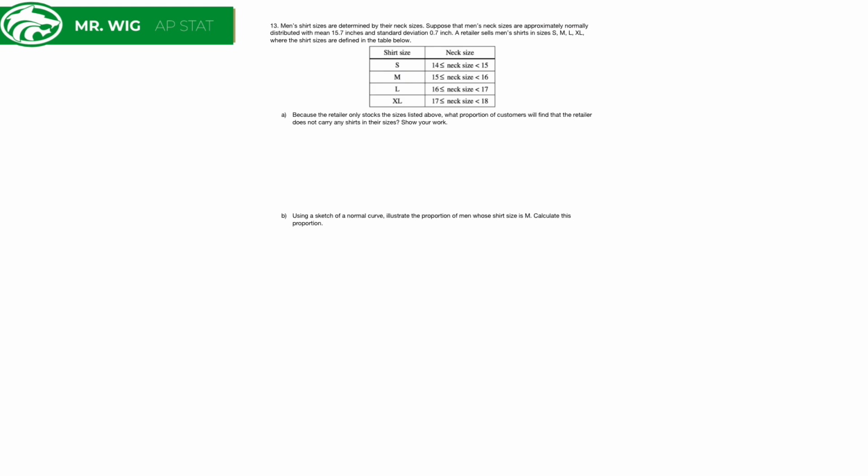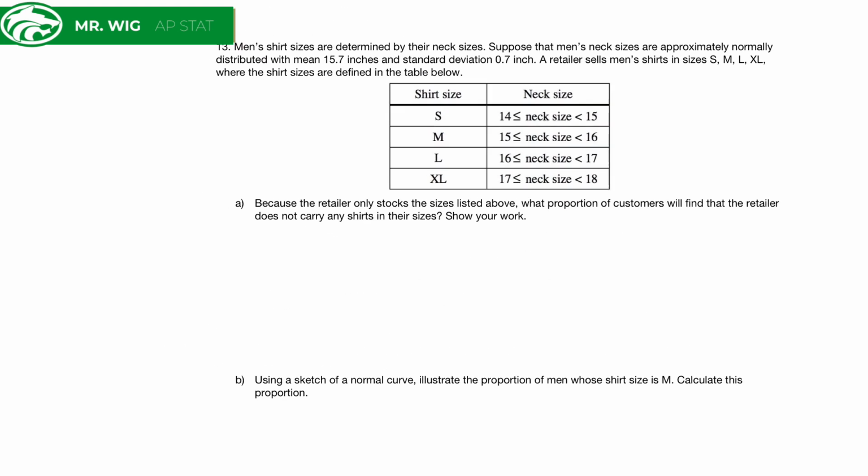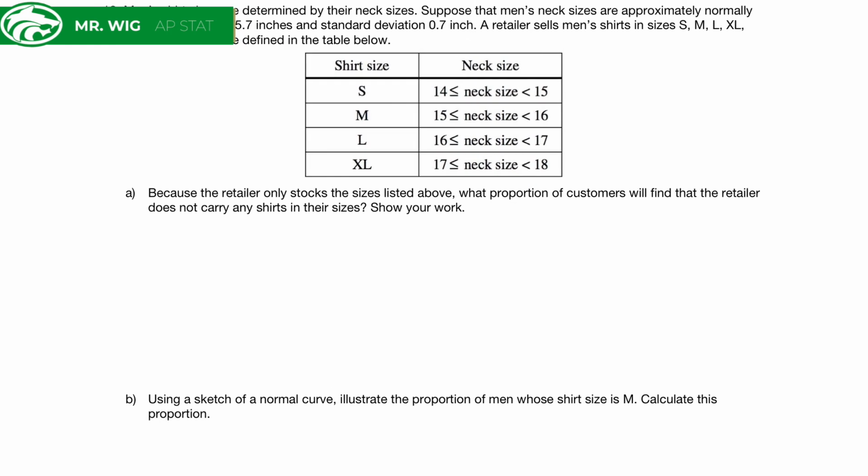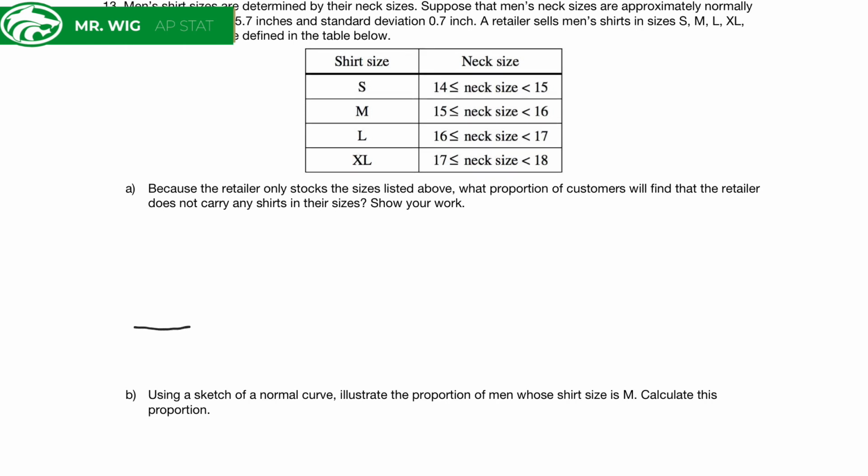On to question 13. Here we have a situation where you have a range of neck sizes: small, medium, large, and extra large. The first question asks, what is the chance that this store does not carry the shirt in your size if you don't fit any of the ones above? So it's asking outside of this range. The minimum they carry is a size 14. The maximum is size 18. So I really would like to know what these areas are at the top.